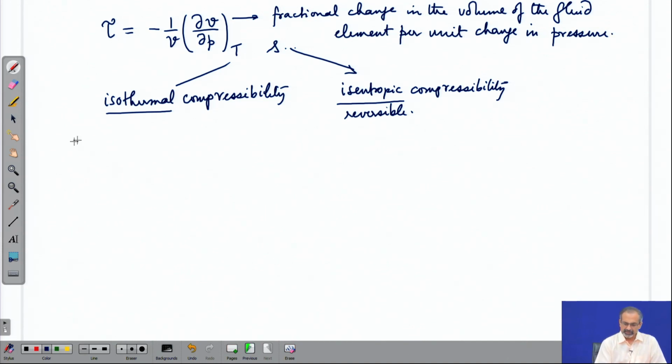So, we notice that if we have a positive value of dP, that means the pressure is rising, that would lead to compression of the gas, and therefore, you would say that the dV would be negative, and consequently, the tau will be a positive term, because you have a negative term here.